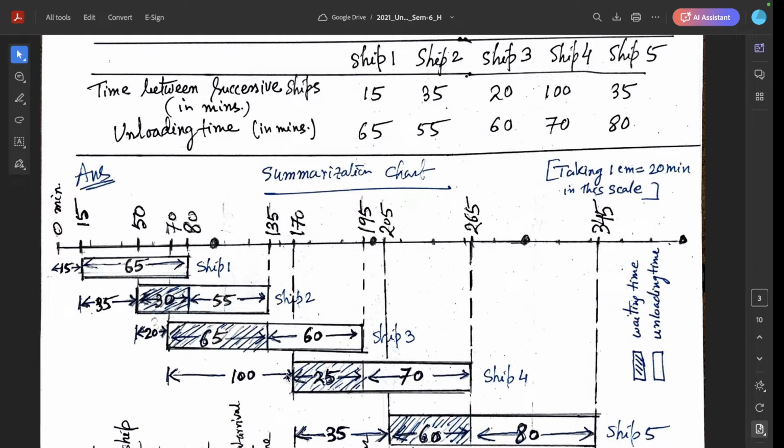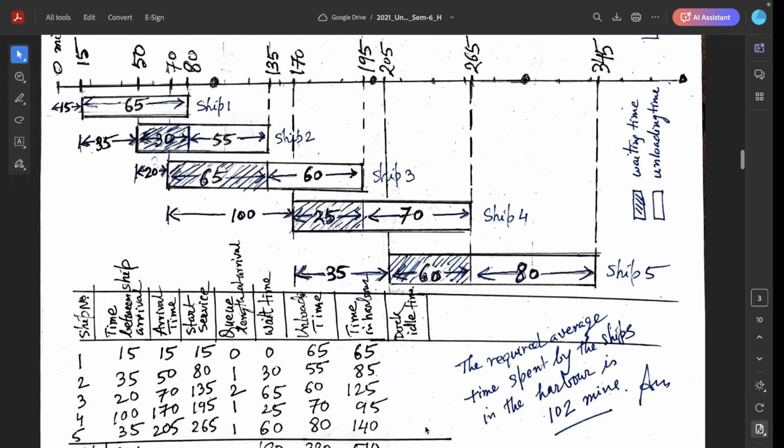Ship 4 enters the harbor at 170 minutes, which is 100 minutes after ship 3. Its waiting time is 25 minutes and unloading time is 70 minutes. And ship 5 has a waiting time of 60 minutes and an unloading time of 80 minutes.